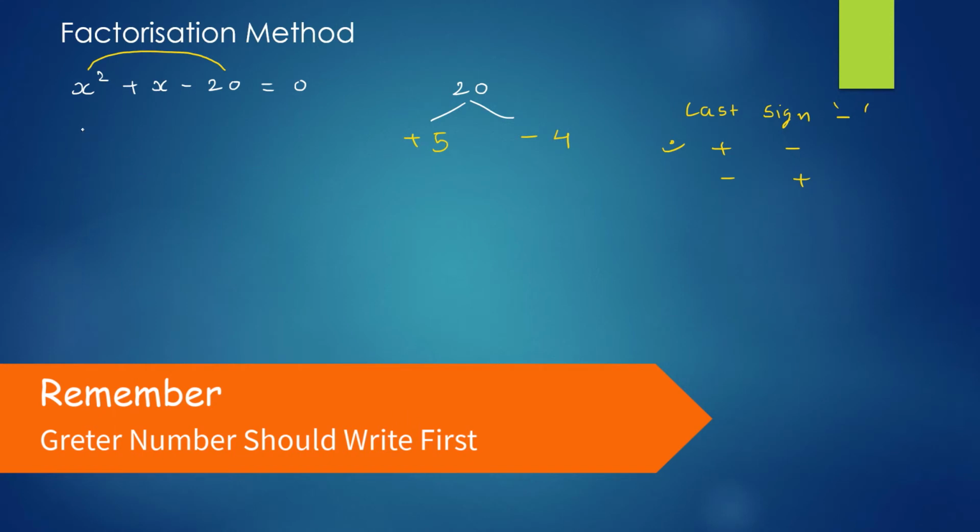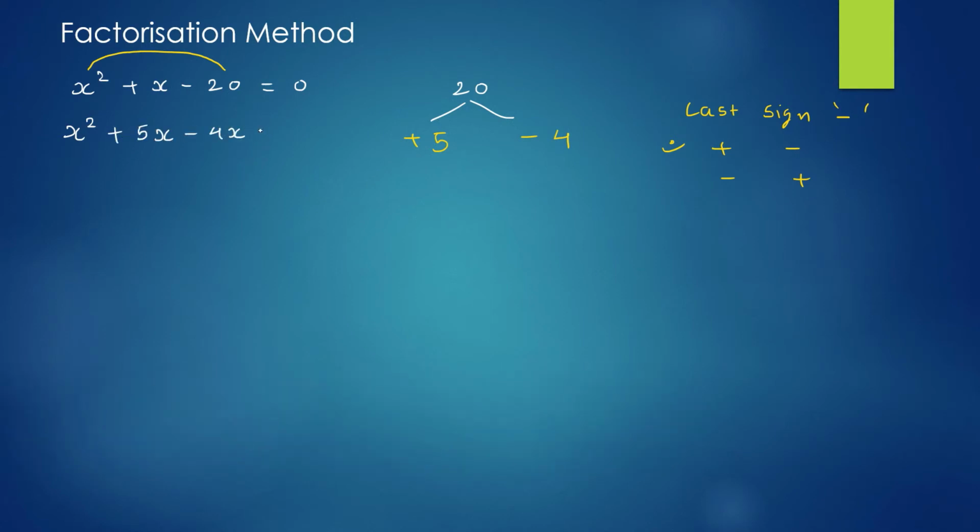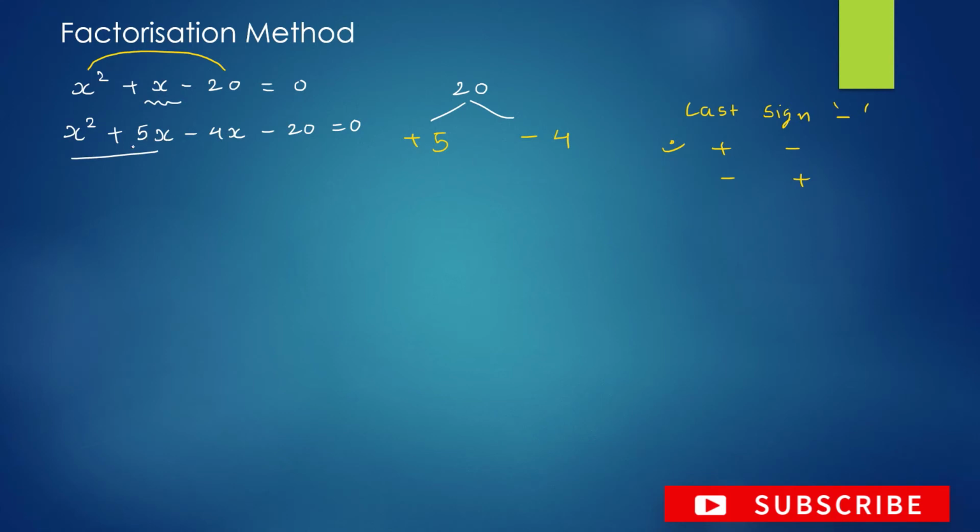Okay, now solve. x square plus 5x minus 4x minus 20 equal to 0. We are writing in place of x, 5x minus 4x. Now we have to take a common. Now x square plus 5x, common is x.